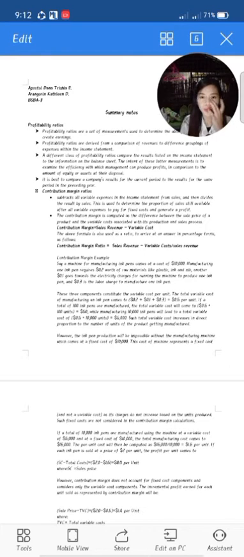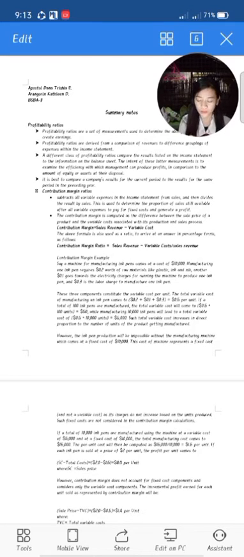So sabi dito, may dalawang formula yung contribution margin ratios. Meron yung formula using ratios and using percentage. Yung sa percentage, kagaya ng sinabi ko, yung sales revenue minus variable cost over sales revenue, while yung ratio is sales revenue minus variable cost.